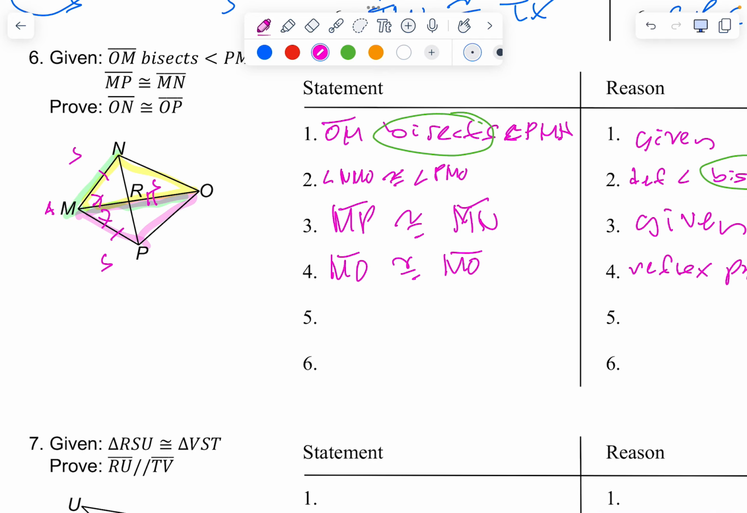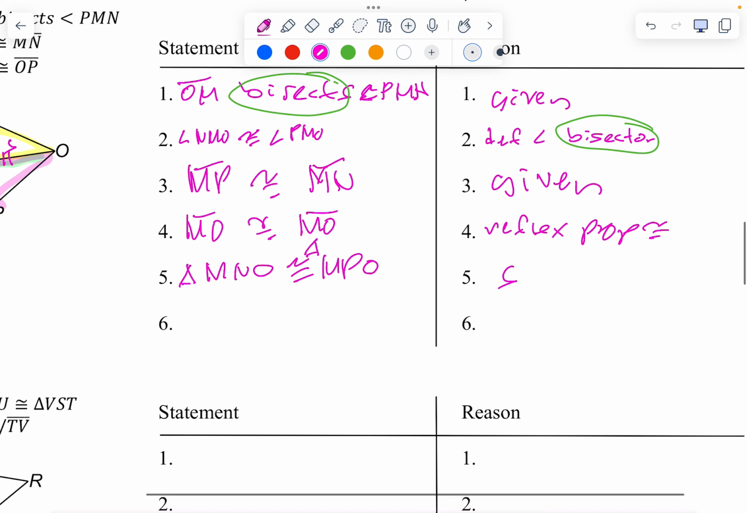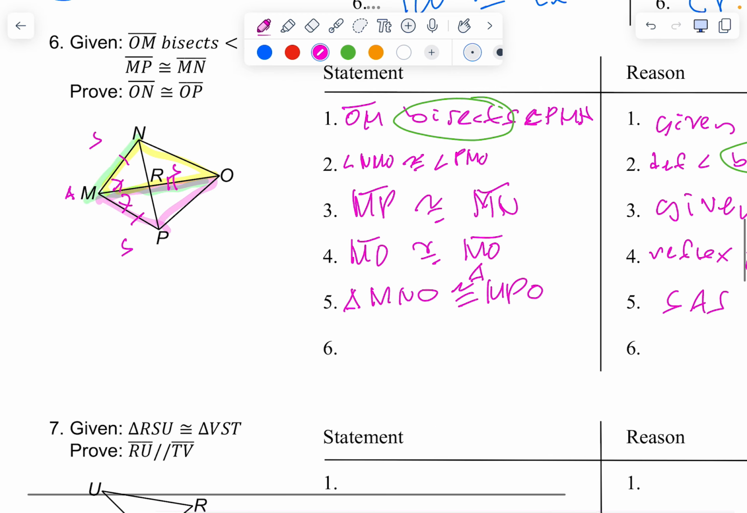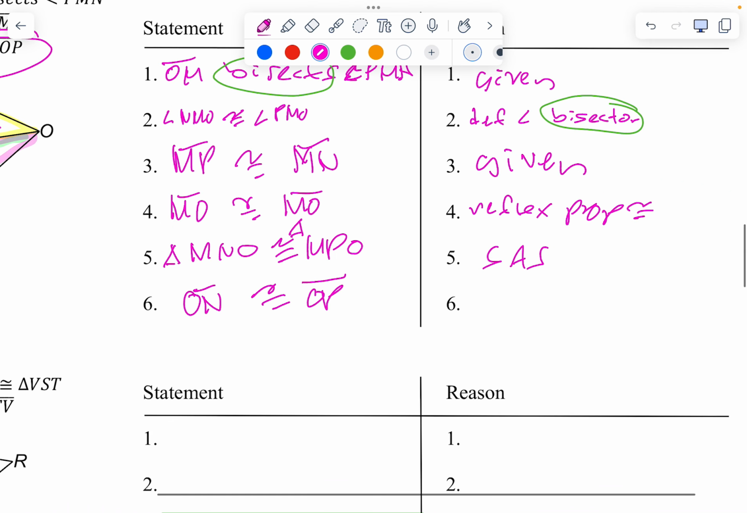Okay, let's see how we want to order them. Max, how do you want to order the top triangle? Triangle what? MNO. Okay, MNO. Then Sydney, how would I be consistent on the next one? Very good, MPO. I forgot triangle. And that was by side what? Angle side. And we know our final goal is always the proof: ON is congruent to OP. And again, as long as we have two triangles are congruent, the next statement is CPCTC.